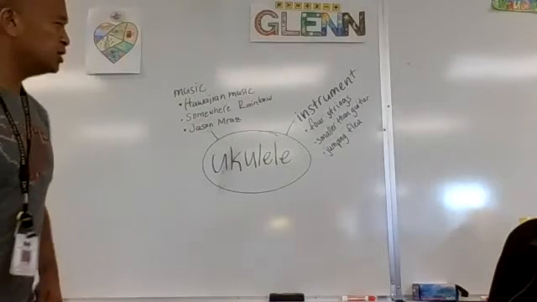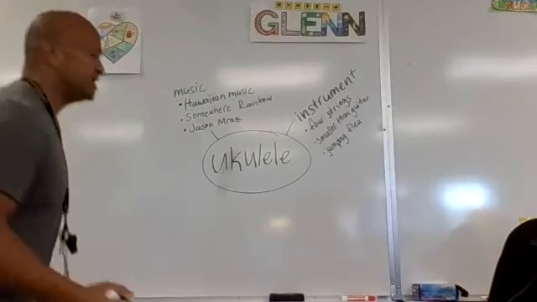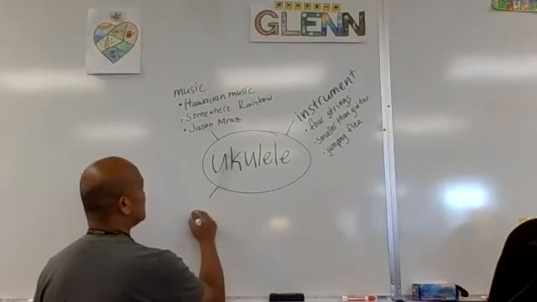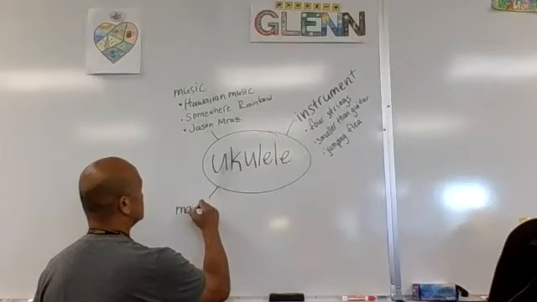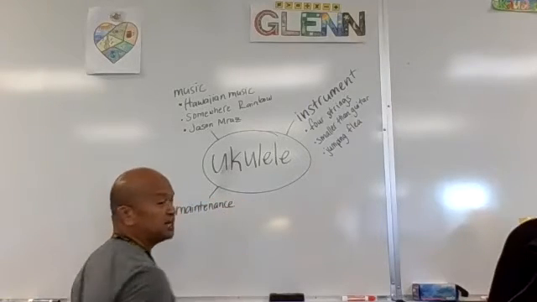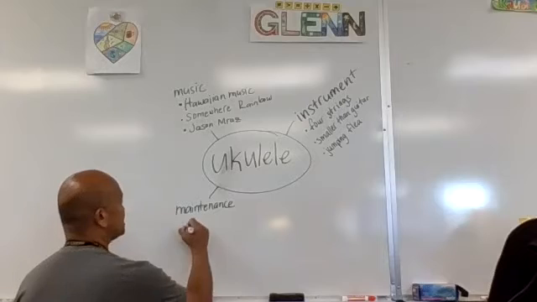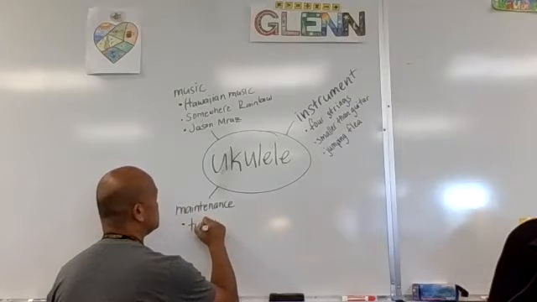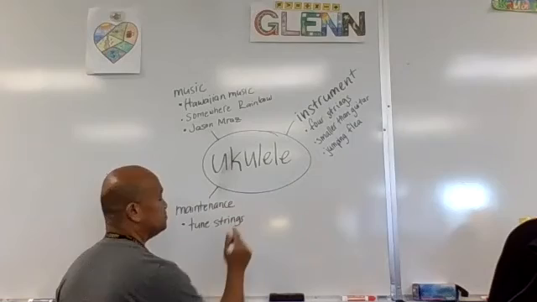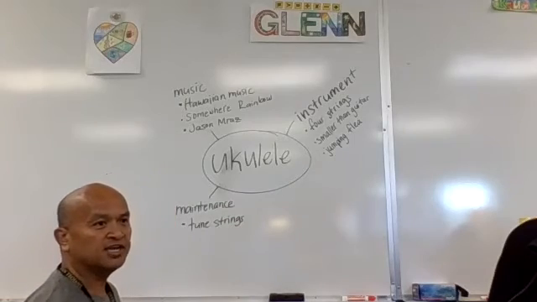And then another thing that I know about the ukulele is that I'm going to kneel here, is that it takes a lot of maintenance. So you've got to maintain it somehow. One way to do that is that you keep the strings tuned. You've got to tune the strings. Even though there are only 4 of them, you always got to keep them tuned.